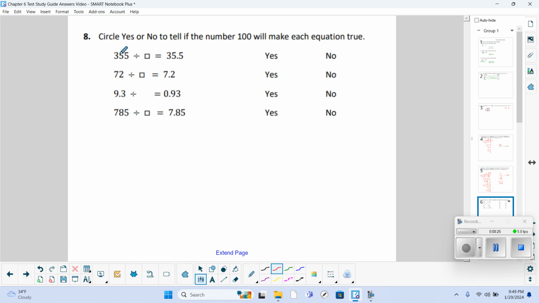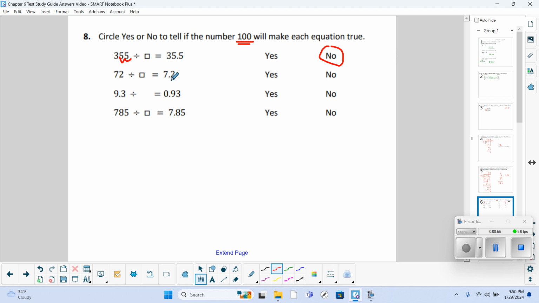Number 8. Circle yes or no to tell if the number 100 will make each equation true. So I'm dividing by 100. So in this case, every one of these, I need to move the decimal 2 spaces to the left. So if it's here, I need to move 1, 2 spaces to the left. That number would be 3.55, which is not the same as 35.5, so this is a big no.